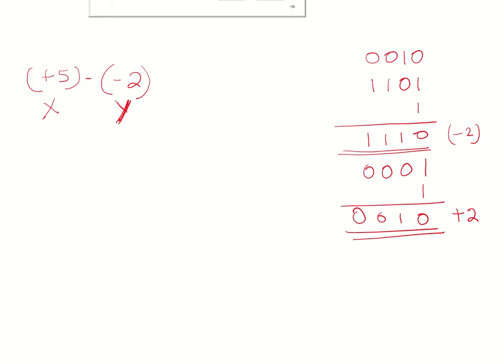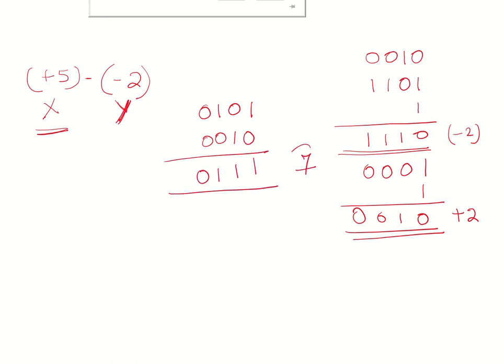So I have to add x, which is 5, with the 2's complement of minus 2, which is 2, 0 0 1 0. And this is what I get, 7. This is the correct answer.